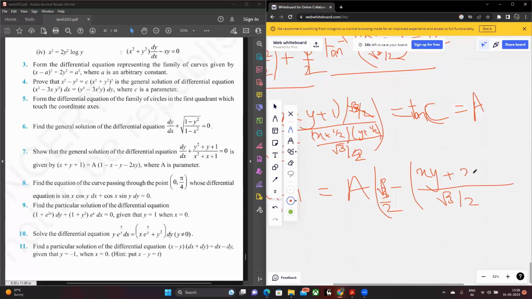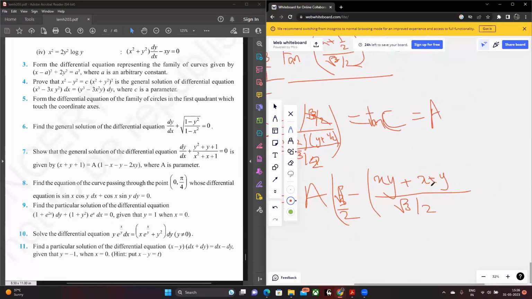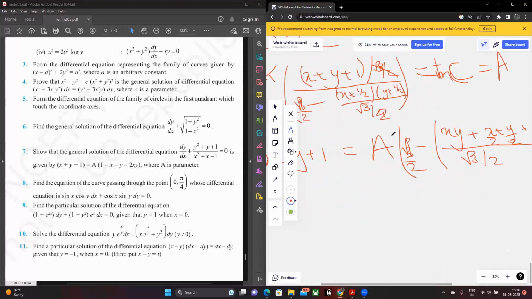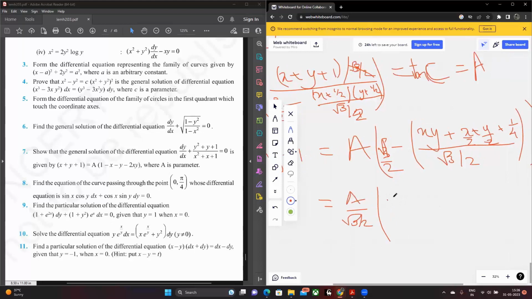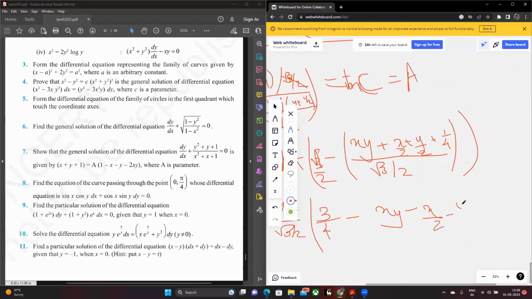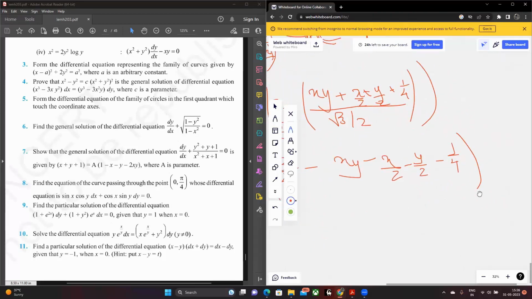Right. This is xy plus x plus y. This half. This is x by 2, y by 2 plus 1 by 4. Right. And cross multiplying and taking this out, this becomes a divided by root 3 by 2, which is another constant a, right? But I don't care right now. I'll write that at the last. This is 3 by 4 minus, this is xy minus x by 2 minus y by 2 minus 1 by 4, right?